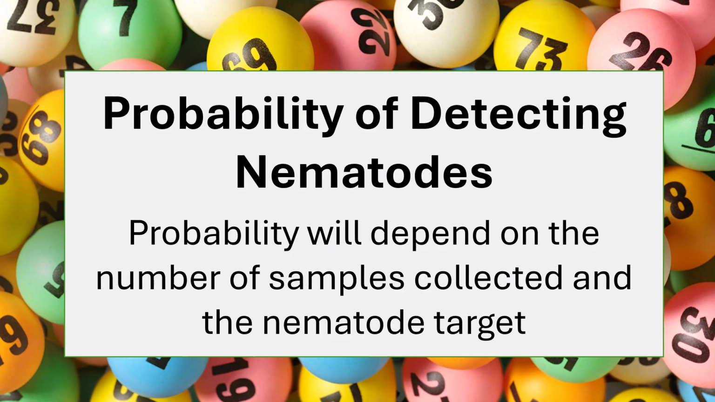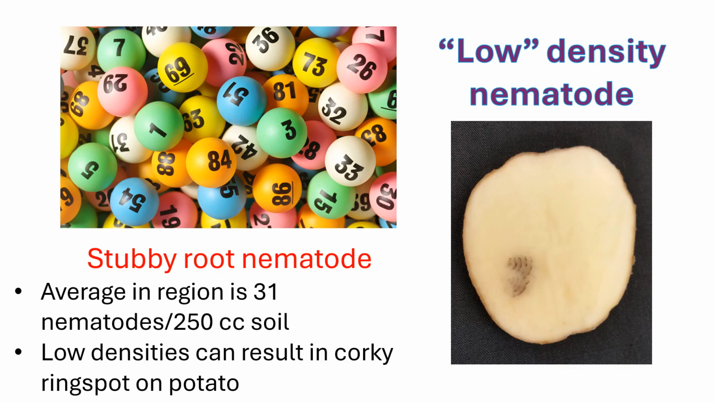So then we are now going to talk about the probability of detecting nematodes. The probability will depend on the number of samples collected and the nematode target. Starting with our low density nematode, the stubby root nematode. As I mentioned, it's found in this region at about 31 nematodes per 250 cc's of soil. And even though we find it in low densities, it can still result in corky ring spot on potato, as you can see in the picture on the right.